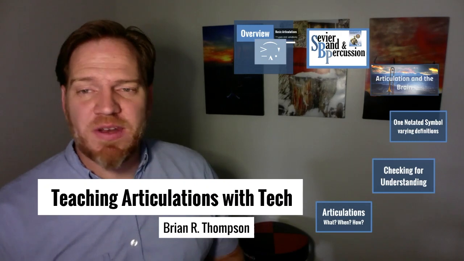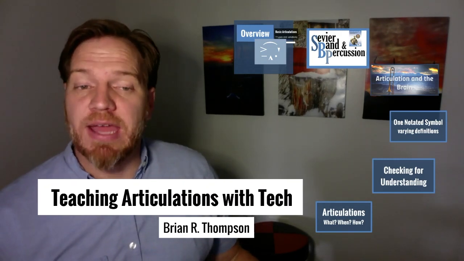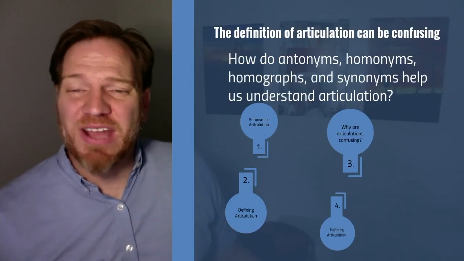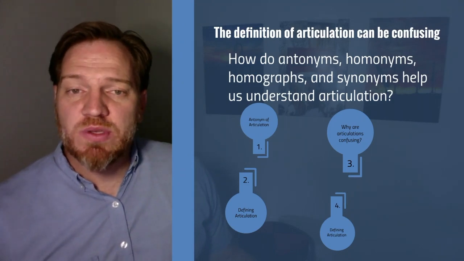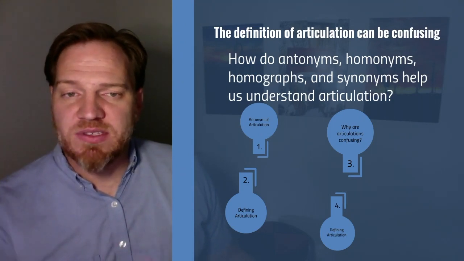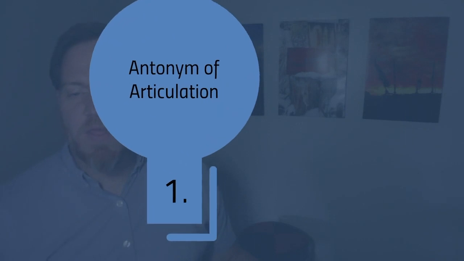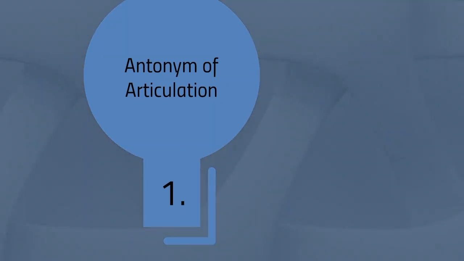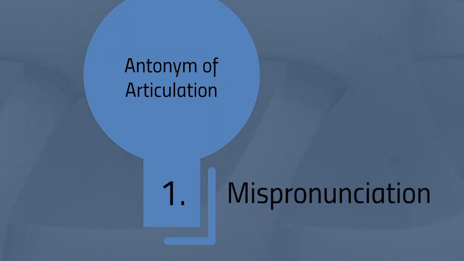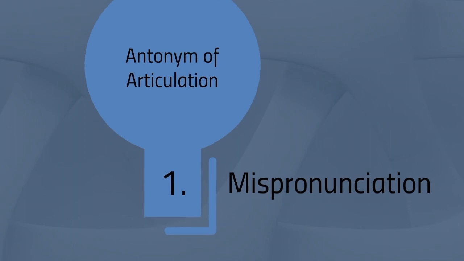How do we use the definition of articulation to understand it better? The definition can actually be confusing. So we're going to use a few words, antonyms, homonyms, homographs, synonyms, to help us understand it. The first is the antonym. The antonym, or the opposite of articulation, is mispronunciation. So if you're not articulating correctly, you're mispronouncing the word.